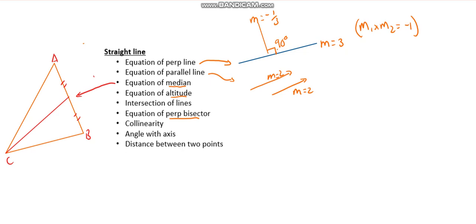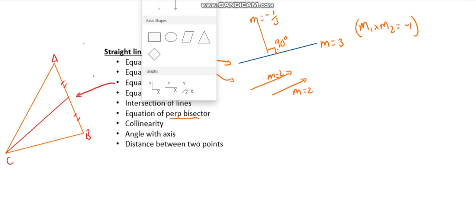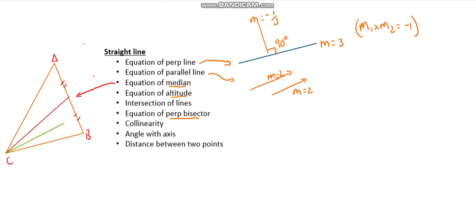The altitude from C, still coming from C, this time it's going to make an angle. Let's see, where would that be? Maybe over, I'll just draw it down there. There we go. It makes an angle of 90 degrees. Just notice the difference between those two things. The median cuts this line in half, and the altitude makes a 90-degree angle with it.